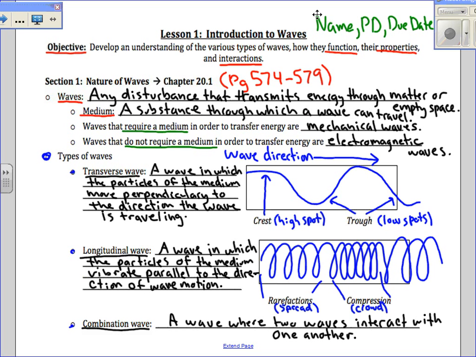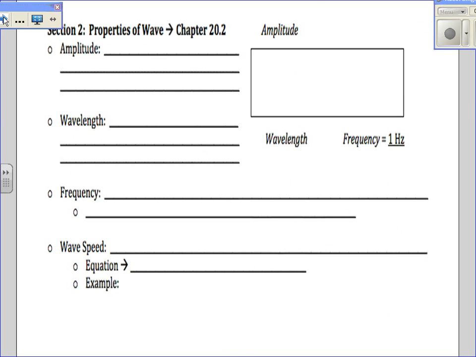Now what I'd like to do is move on to section 2. Section 2 talks about the properties of waves. This is chapter 20.2, and I'll just put this in here. It's pages 580 to 583.